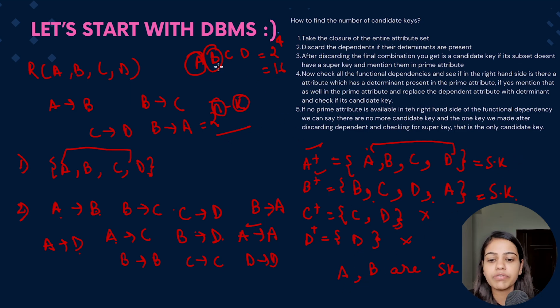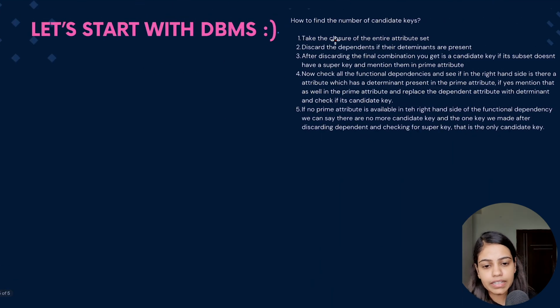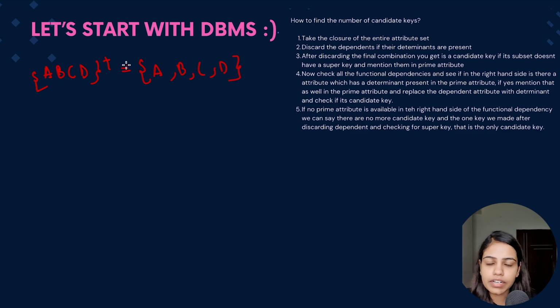Right now we don't know whether AB, BC, CD are super keys or not. But for now we know that A and B are super keys. So let's find the candidate key. For finding the candidate key, first we have to take the closure of the entire set, that is A, B, C, D. The closure of ABCD would have A, B, C, D, because each attribute determines itself using the rule of reflexivity. So we can say that this is a super key.